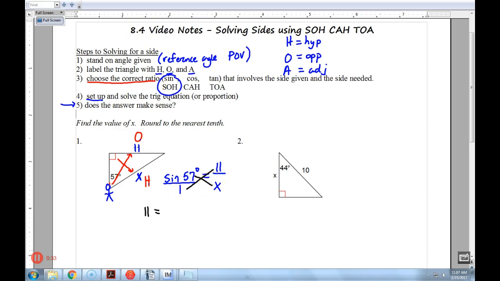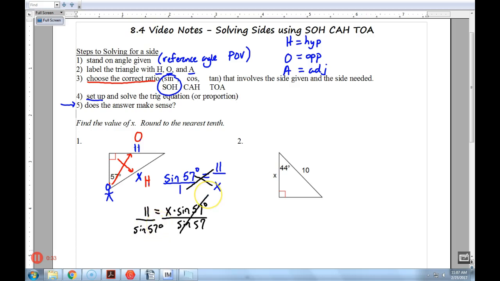X times the sine of 57. Always put the sine or tan or cos at the back side. So this is going to be x times the sine of 57 degrees. And now I'm just going to use algebra. Now I'm going to solve the equation. To get x by itself, I'm going to do the opposite of this multiply. I'm going to divide by the sine of 57 on both sides.